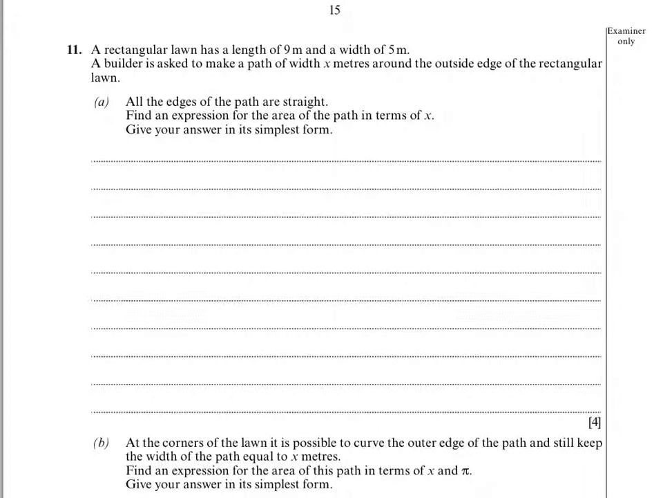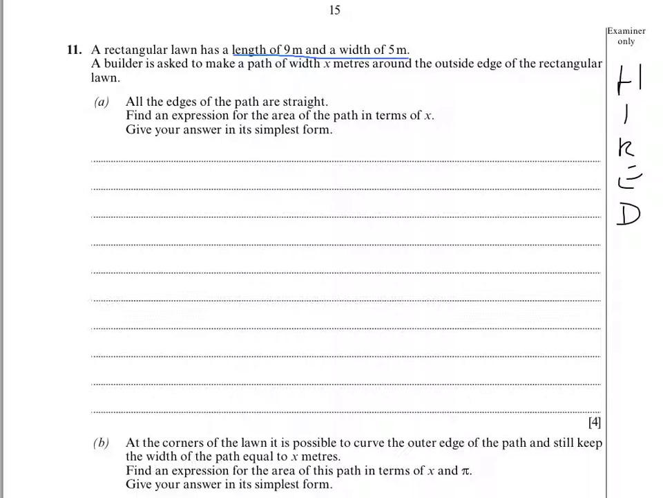This is question 11 part A, and it tells us that there's a rectangular lawn that has a length of 9 meters and a width of 5 meters to start off with. So I know that we've talked before about our HIRED acronym, and so importantly at the start we want to highlight the key information, so we know that it's got that length of 9 meters and the width of 5 meters.